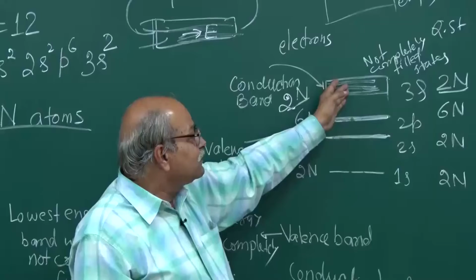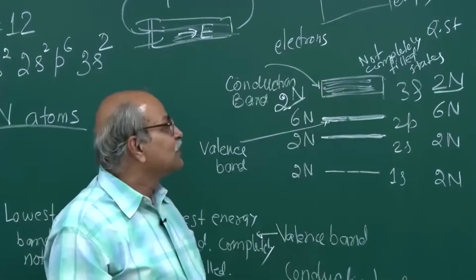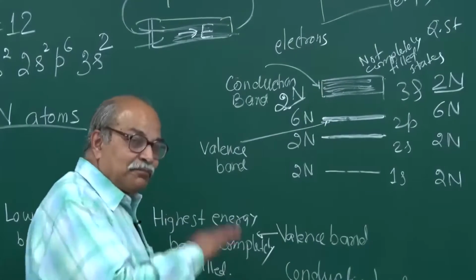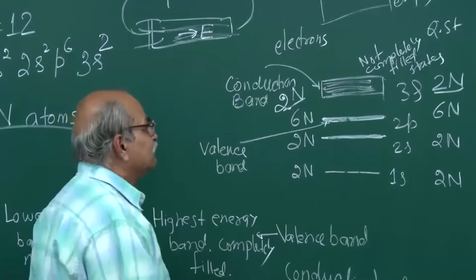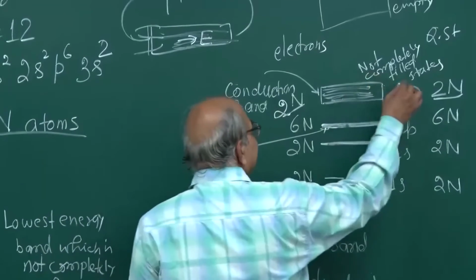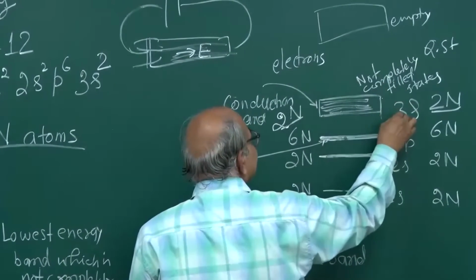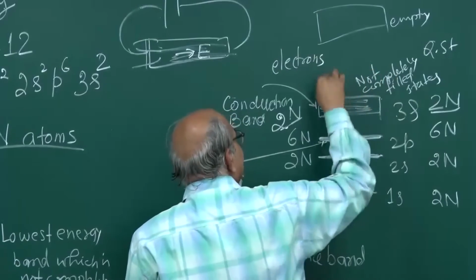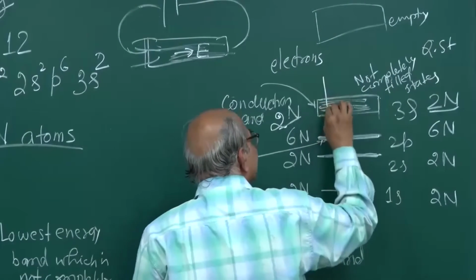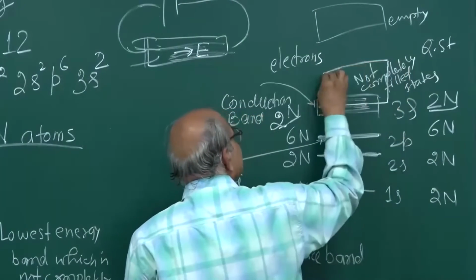So what happens here for magnesium and in many other conductors is that the next 3p state overlaps with this. This is 3s, and then next will be 3p, and after spreading, 3p goes like this. Suppose this is 3p.